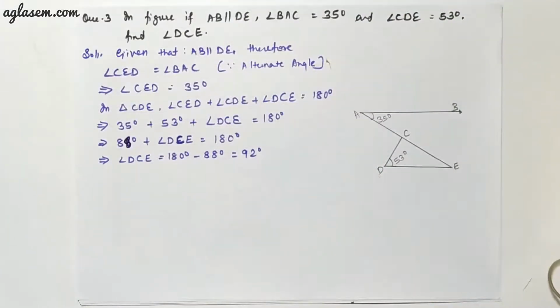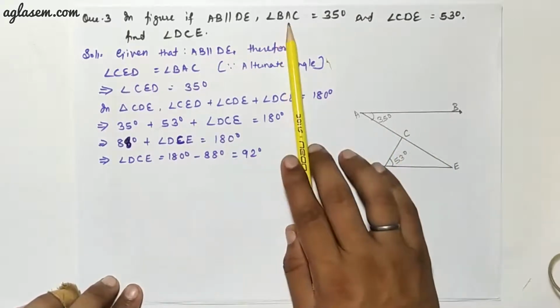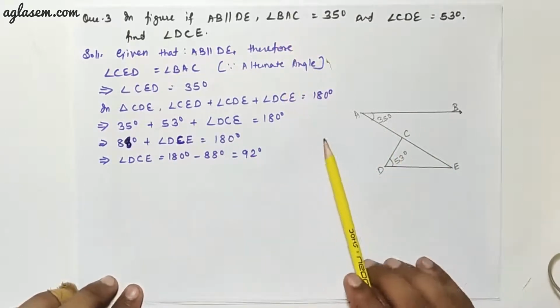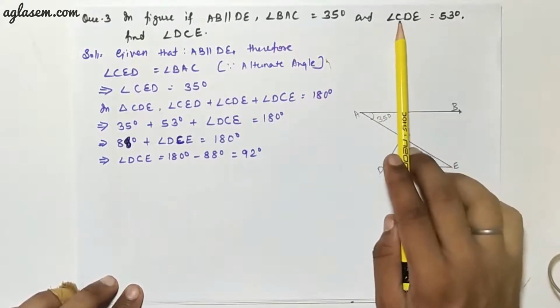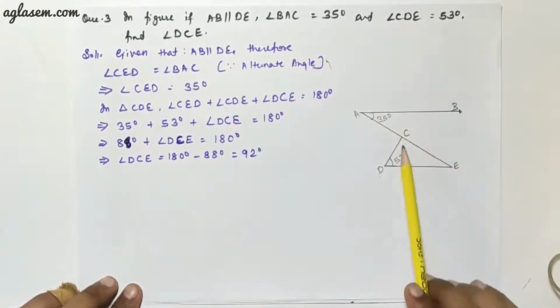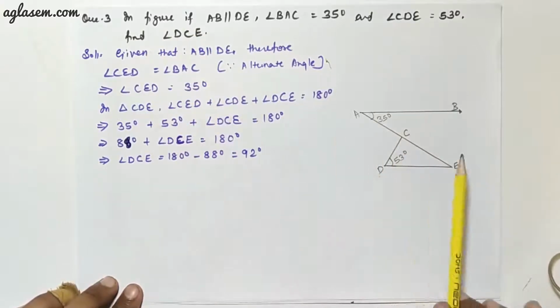So question number 3 says: in the figure, AB is parallel to DE, angle BAC is equal to 35 degrees and angle CDE is equal to 53 degrees. Find DCE. We have to find angle DCE.